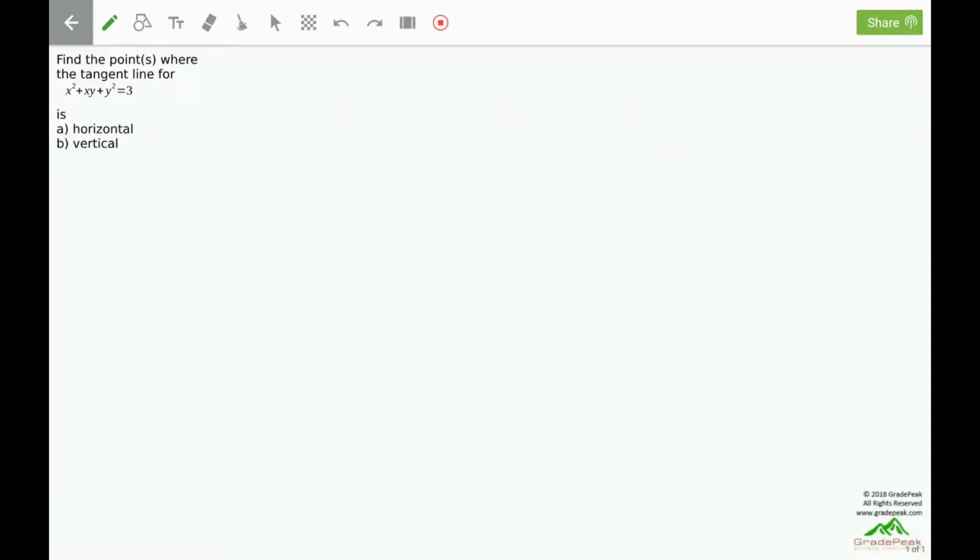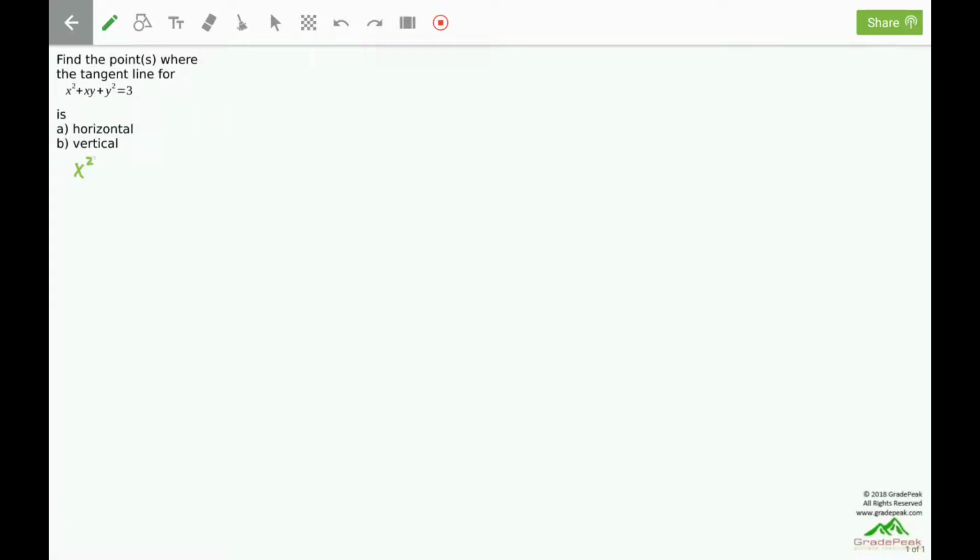Find the point or points where the tangent line for x squared plus xy plus y squared equals 3 is A, horizontal, and B, vertical. A horizontal line has a slope of 0, and a vertical line has a slope of positive or negative infinity. We're looking at the slope of the tangent line here, which is the derivative. So the first thing to do is find the derivative of the equation.